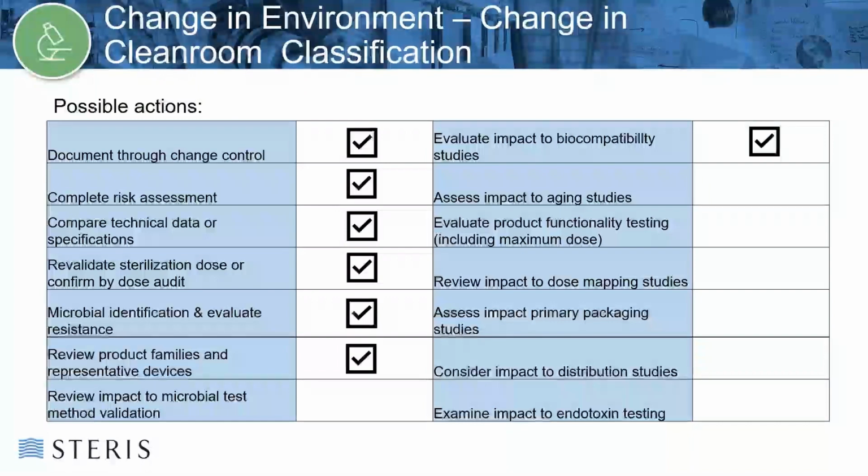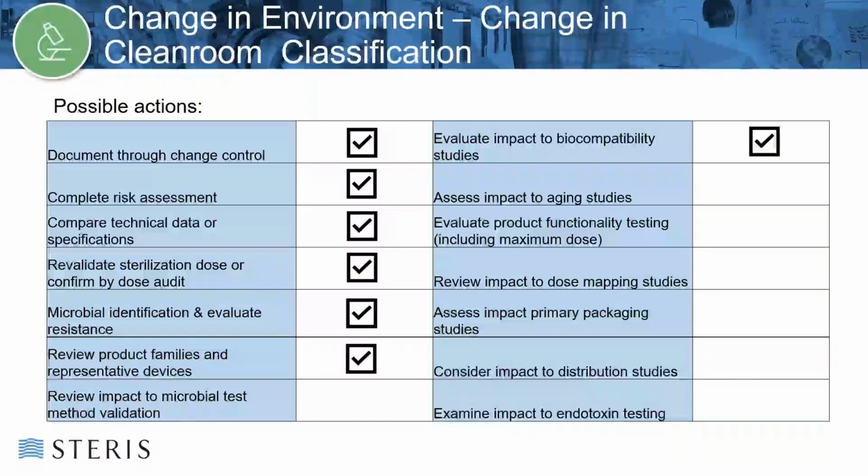Based on the evaluation of the impact, revalidation of the sterilization dose or confirmation through dose audit may be necessary. Microbial identification and any evaluation of resistance from testing may also provide insights on whether this revalidation is needed. A review of product families and any representative devices is important with any change to ensure the product families and their representatives are still appropriate.